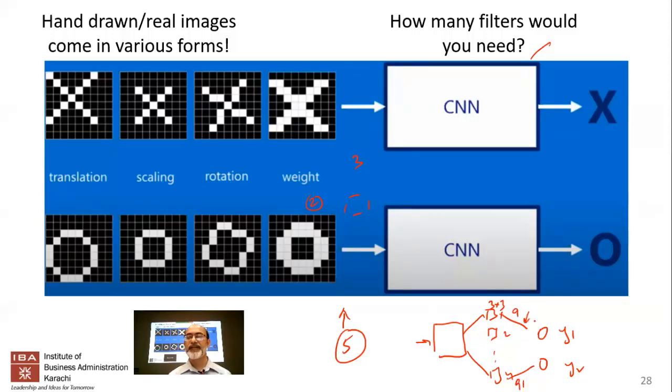So in the fully connected layer, how many connections would you have for each one of these? You'd have 3x3 from each filter, and there are a total of 5 filters. So that's 5 times 9, 45. So each one of the outputs would have a total of 45 connections. Y1 is saying an X, and Y2 is saying an O.